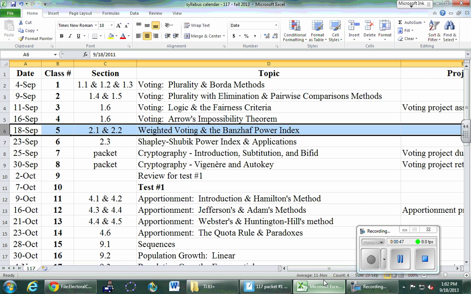So new topic for today, and then after those 2 classes, we have 2 classes on cryptography, which is all about encoding and decoding messages. Okay, so that's what's coming.